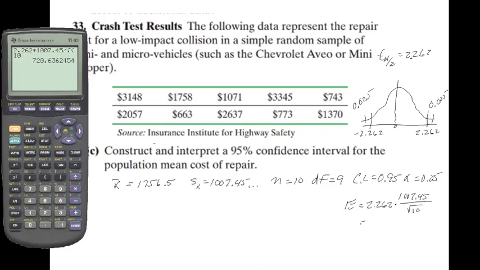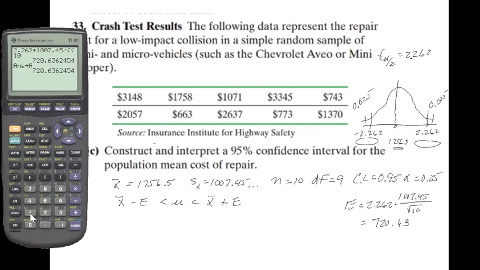So my error is 720.63, and I'm going to store that as alpha A. Now I know the mean is this guy here, so I know this number right here is 1756.5, and I want to figure out these two numbers, so I'm going to add my error and subtract my error from my mean. So X bar minus the error is less than mu is less than X bar plus the error.